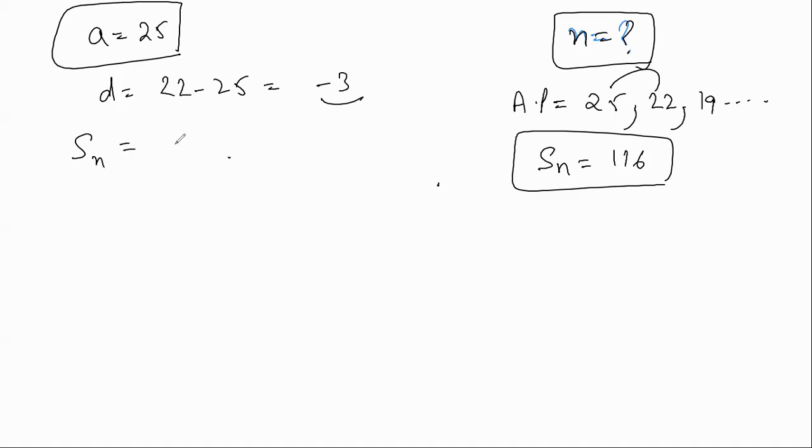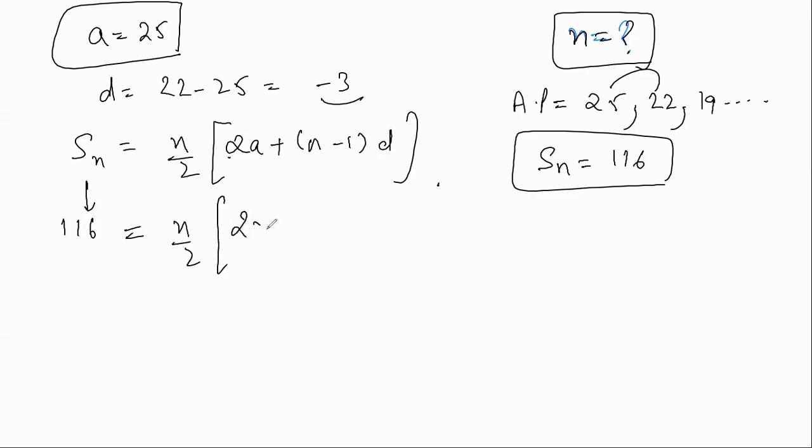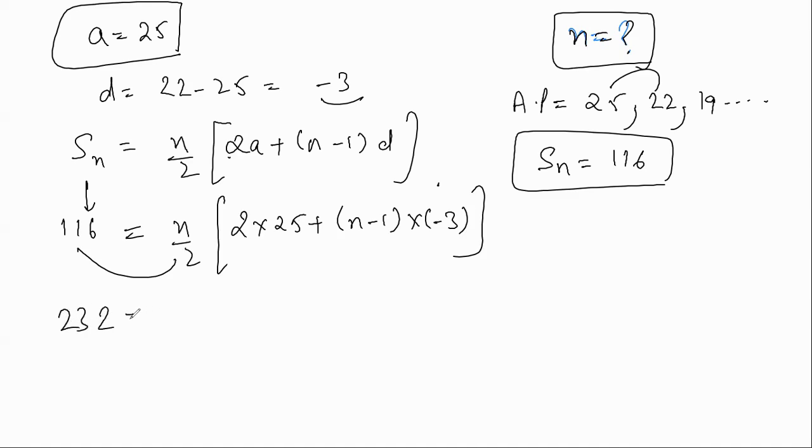So Sn is equal to, we have the general formula for the sum in an AP, n by 2 times 2a plus n minus 1 times d. What is the sum given to us? 116. What is n? We don't know. We have A, which is 25. We don't know n, but we know d. Okay, so everything I have put, I just have to solve it. So 116 times 2 is 232, equals n times 50.